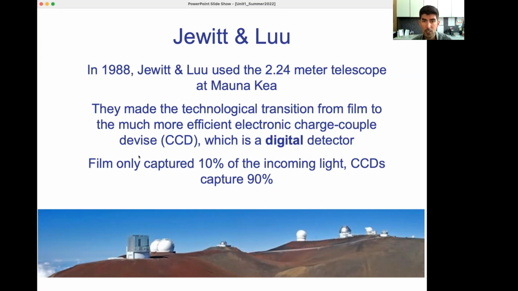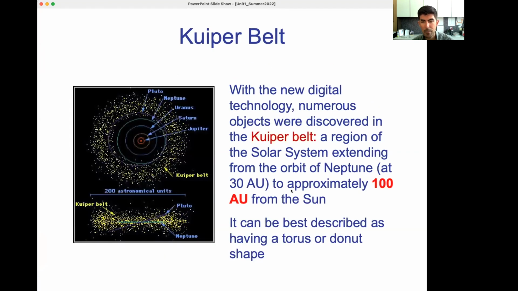This is basically an electronic sensor that detects the presence of light photons and is able to register them about 9 times better than film was able to. And so they were able to gather 9 times as much light through this new technology than they were with the film technology that had been used ever since Clyde Tombaugh was doing the work back in the 1930s. And so with this added technology, they were then able to examine the outer solar system.